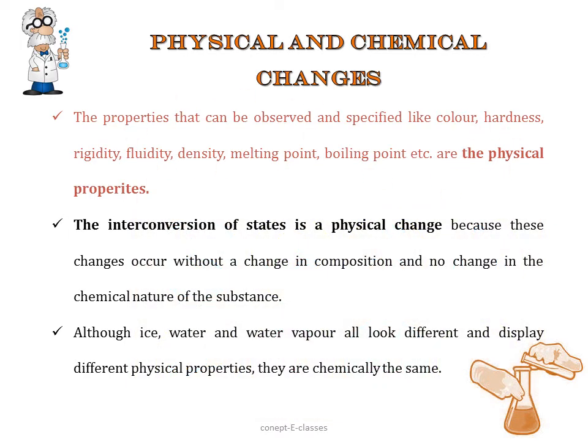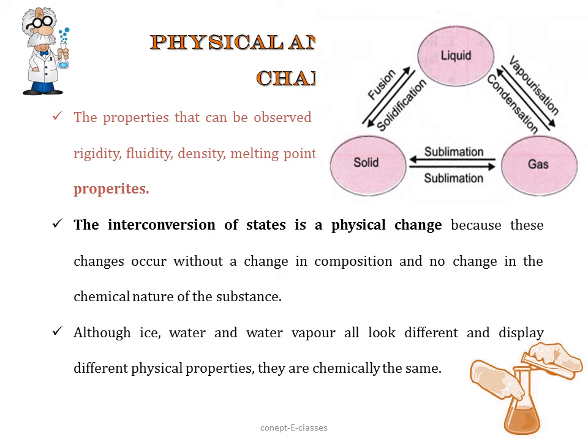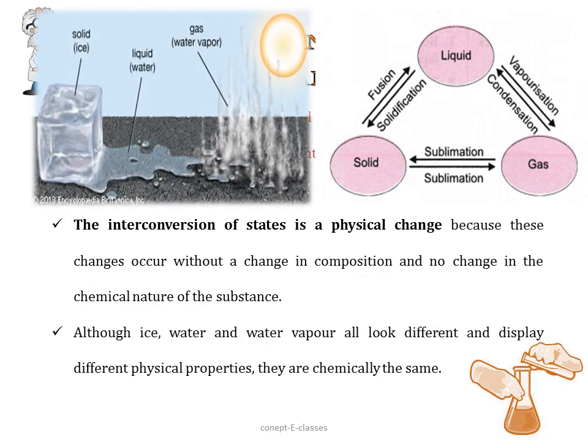Now, what do you mean by a physical change? Say, for example, the interconversion of states. It is a physical change because here changes occur without a change in the composition and no change in the chemical nature of the substance. So, physical change is a change where there is no change in the composition and no change in the chemical nature of the substance. Here, although ice, water, water vapor all look different and they all display different physical properties, they are chemically the same.